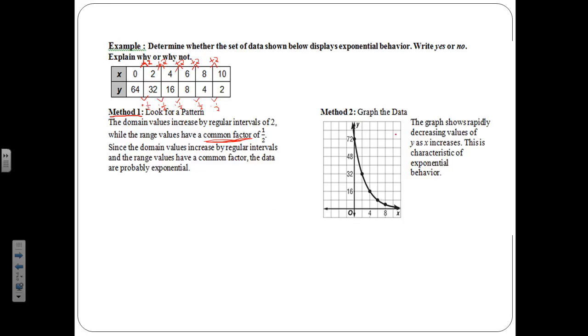Method 2, we would graph the data. So the graph shows rapidly decreasing values of y as x increases. This is a characteristic of exponential behavior. So as x increases, the y values are decreasing rapidly, and the graphs look like the ones we just graphed earlier.